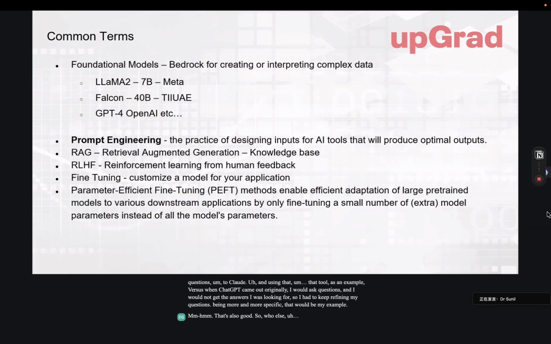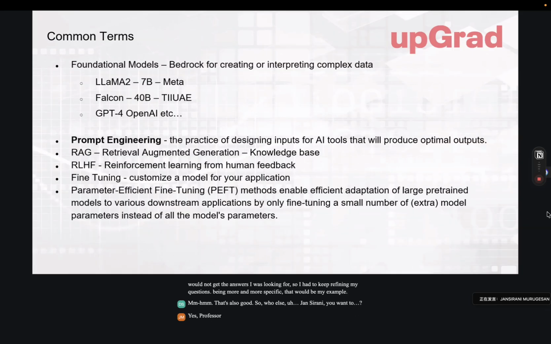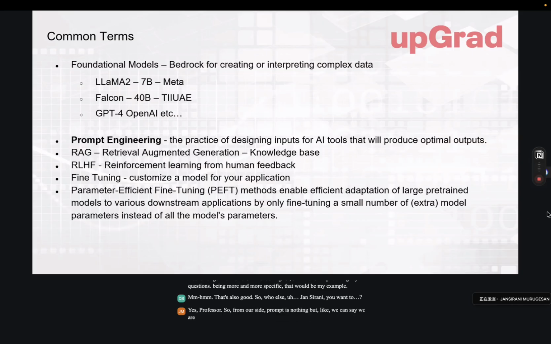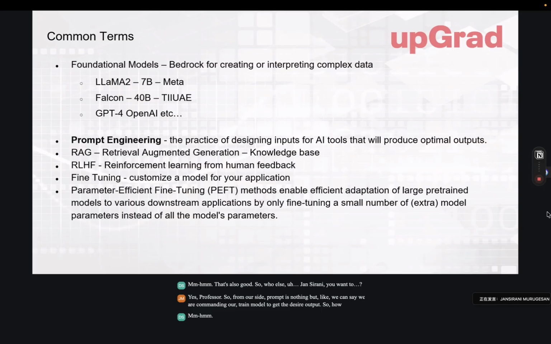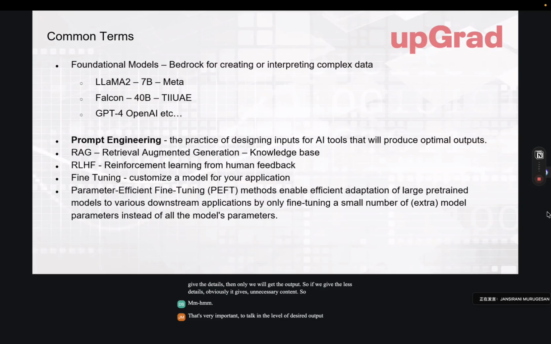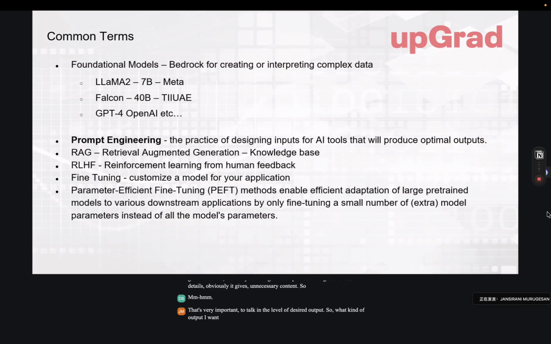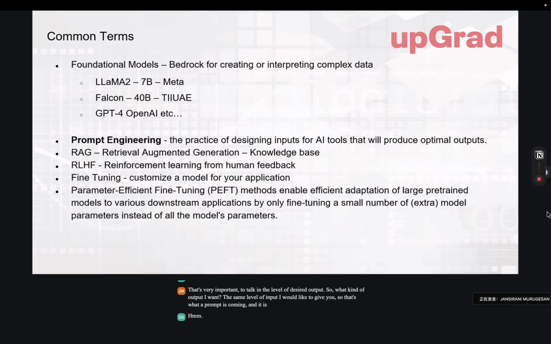Jansi Rani, you want to? Yes, professor. So from our side, prompt is nothing but like we can say we are commanding our trained model to get the desired output. So how much detail we give, only then will we get the output. If we give less detail, obviously it gives unnecessary content. So, what kind of output I want, the same level of input I would like to give. This is my view. Correct.